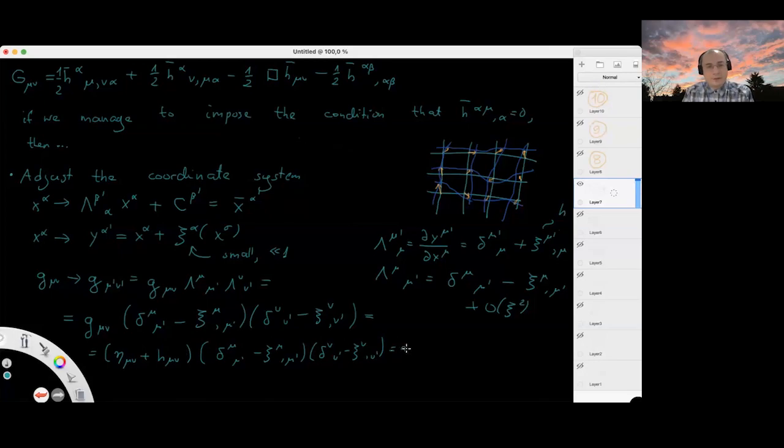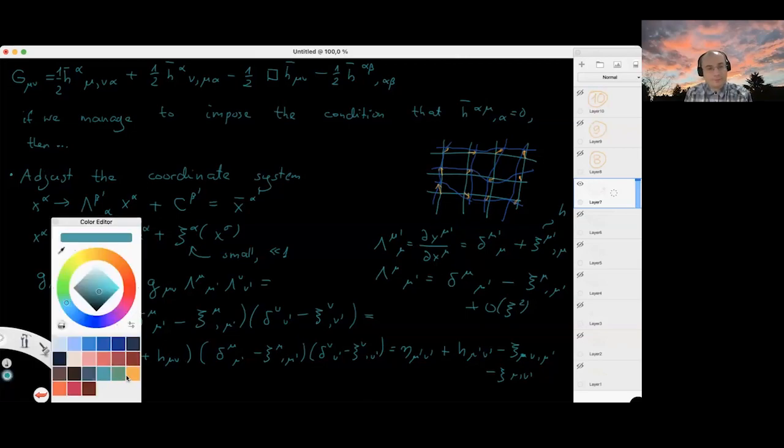Okay, so now multiplying everything here, and expanding these terms, we get eta mu prime nu prime. Then we have h mu prime nu prime, the first order term, and then we have more first order terms. So eta multiplying the derivatives of xi, minus the other derivative term. And then there might be products of xi or xi with h, but they're negligible.